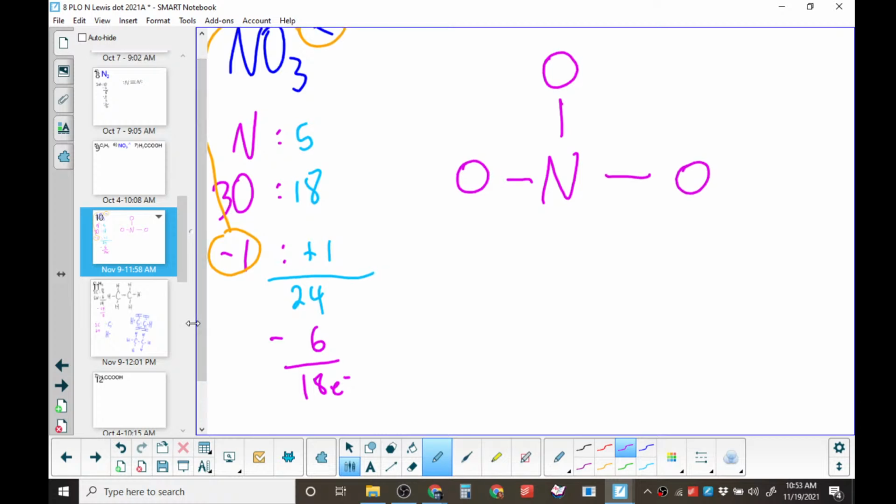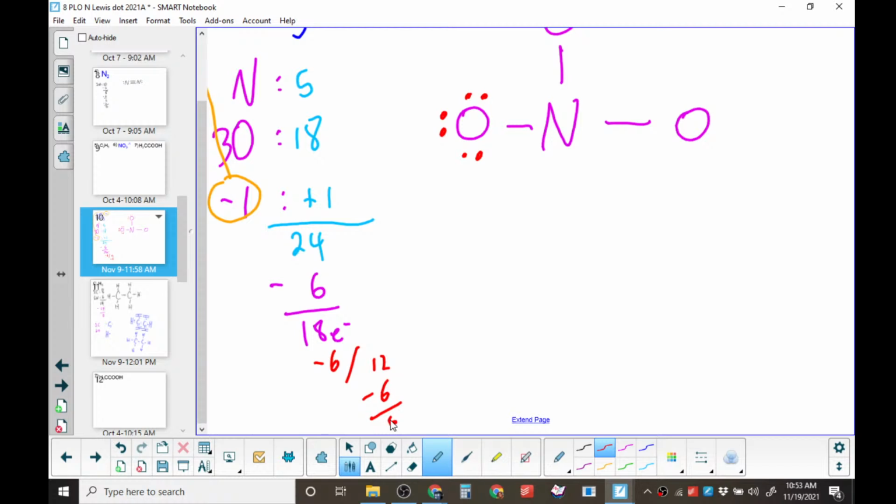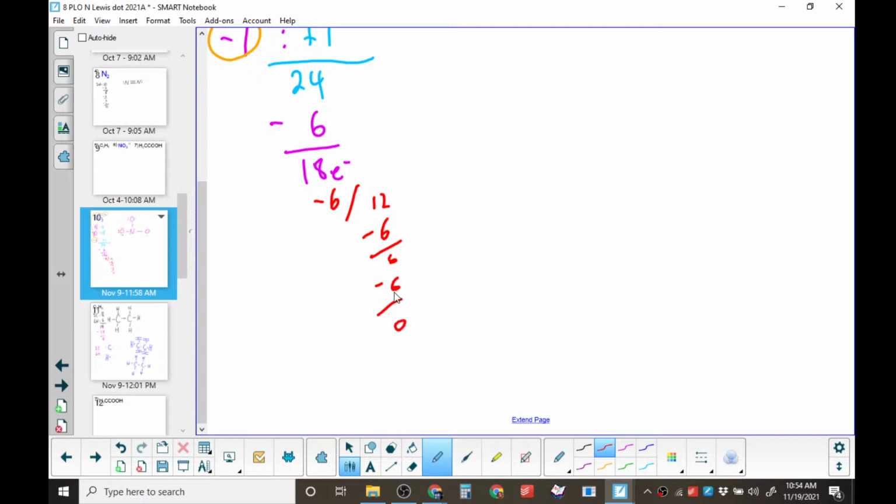Now, which ones do we start giving electrons? Outer ones. Or oxygen. I did see a few where people really want to start here. We ignore nitrogen. We start on the outer rim planets. 2, 3, 4, 5, 6. Minus 6, 12. Oh, and I've got 2 left, and I did 6, so that's going to be minus 6, 6. Minus 6, 0.